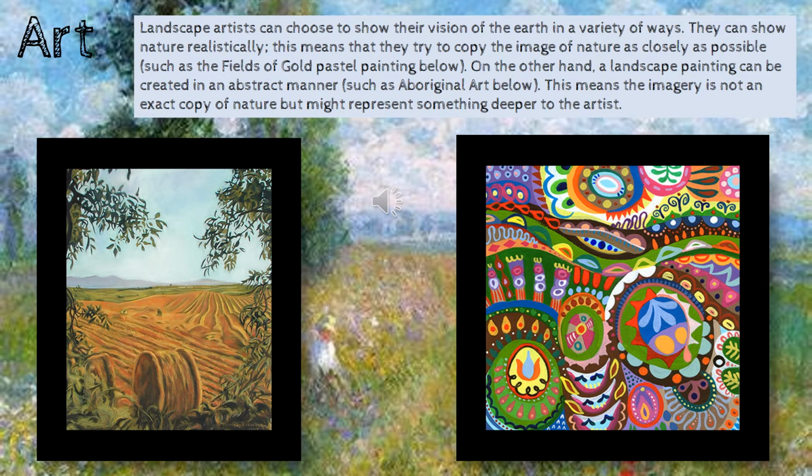Landscape artists can choose to show their vision of the earth in a variety of ways. They can show nature realistically. This means that they try to copy the image of nature as closely as possible, such as the fields of gold painting below, the image to the left. You can tell with this artwork that the artist has tried really hard to create a painting that looks exactly like what they could see originally.